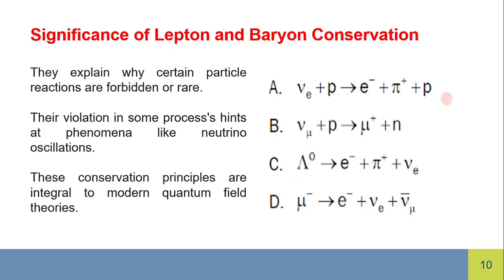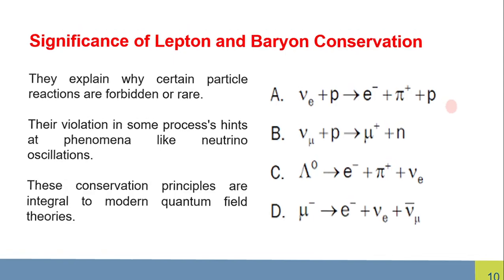So, the significance of lepton and baryon conservation. This explains why certain particle reactions are forbidden or rare. Their violation in some processes hints at phenomena like neutrino oscillations. So these conservation principles are integral to modern quantum field theories.